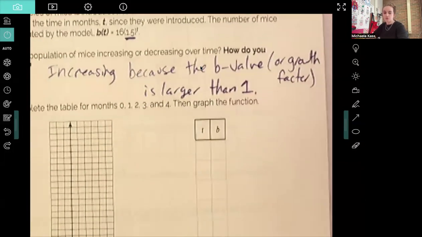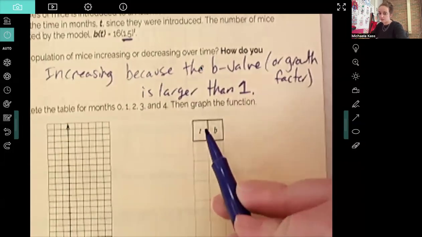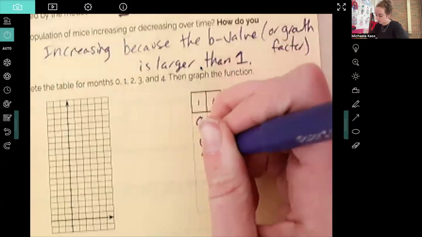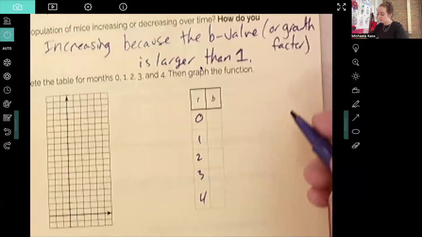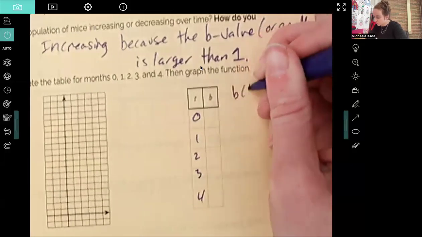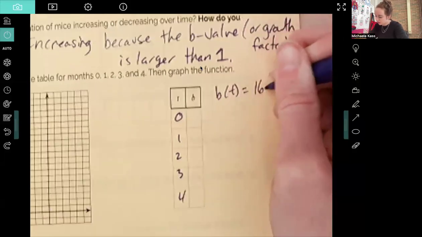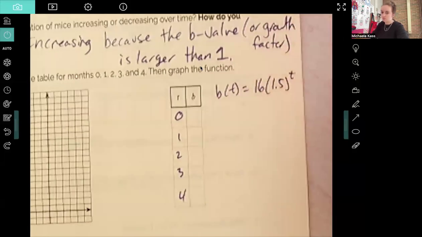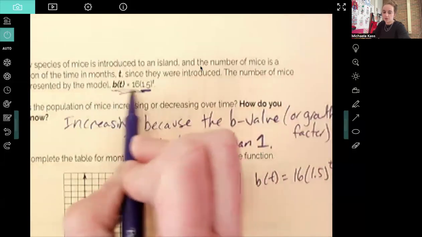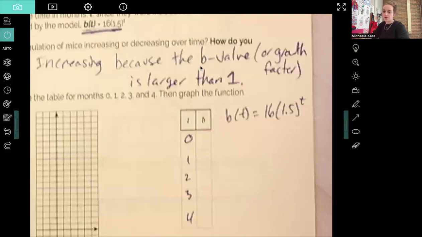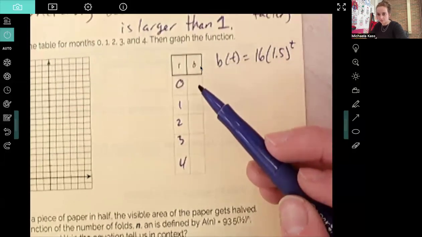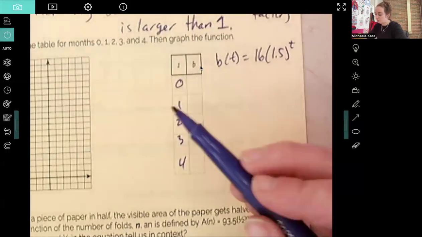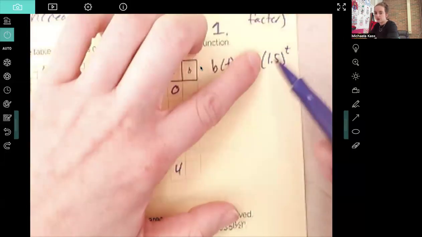Now it says complete the table for months 0, 1, 2, 3, and 4. Well, I have T and I have B. T represents months. So I'm going to do 0, 1, 2, 3, 4. And now I got to fill this in, right? Well, remember, I have an equation. B of T equals 16 times 1.5 to the power of T. It was given to me. I'm just rewriting what was already up here, right? That's where I got it from. So all I have to do is plug these numbers in for T and I'll get the answer. So for 0, again, if I plug 0 in, anything to the 0 power here is 1.